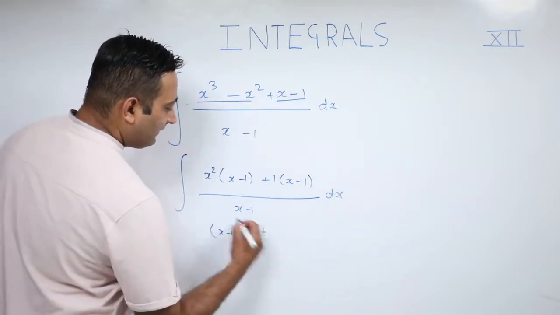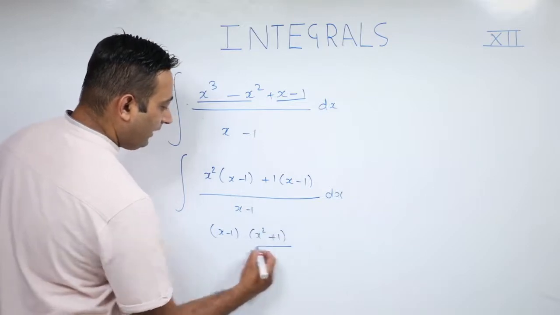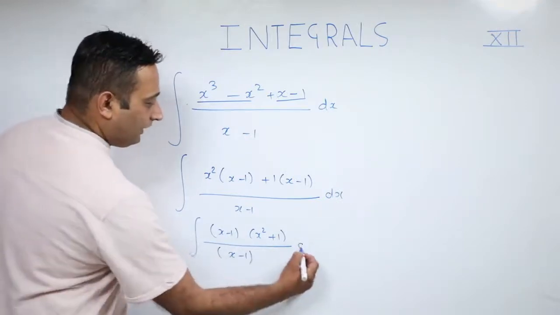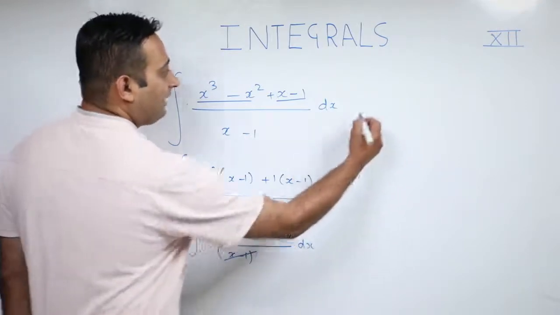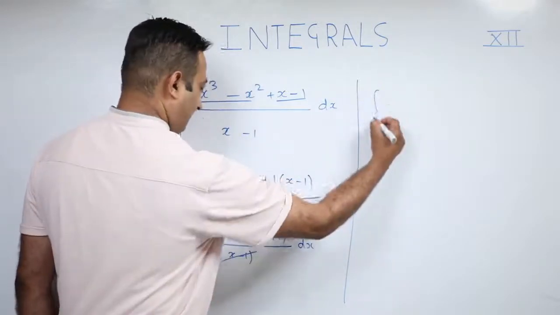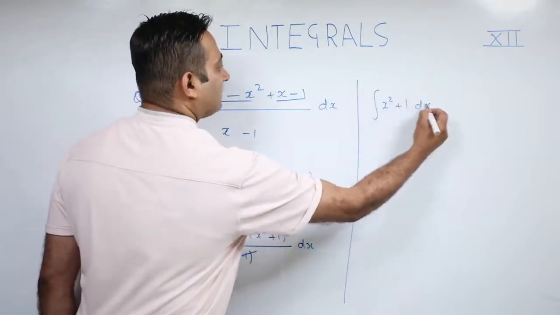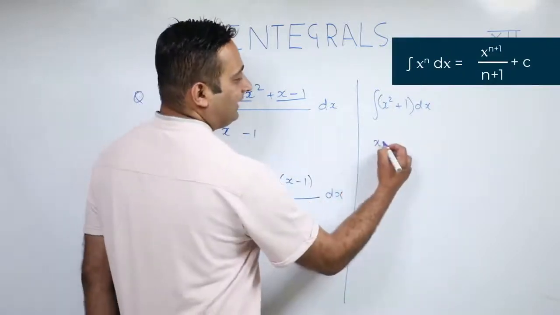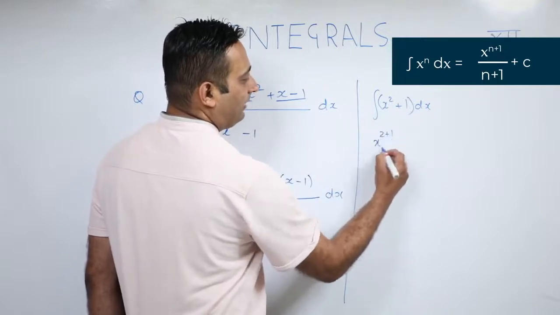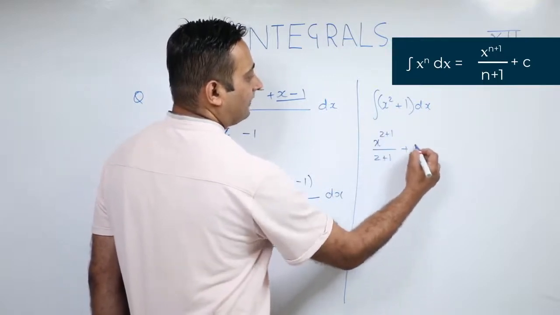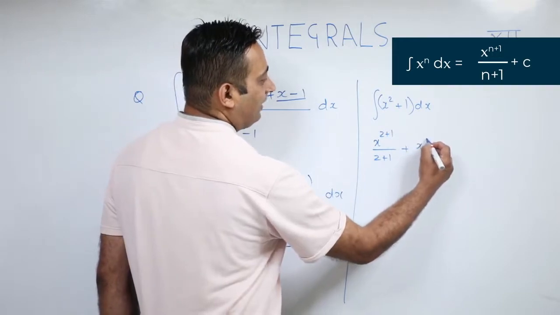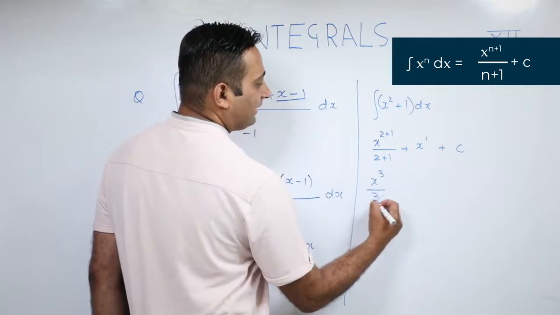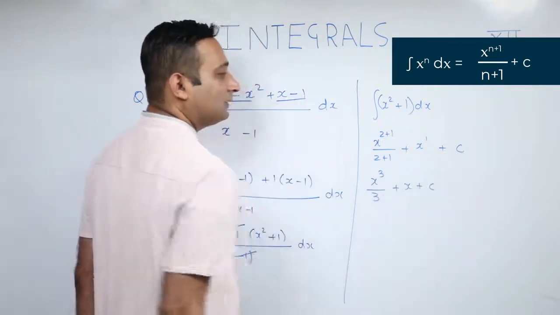Now we can see that x minus 1 is a common factor to both the terms. So the numerator is x square plus 1 into x minus 1 and the denominator is already x minus 1. So we can directly cancel these and we are left with the integral of x square plus 1 dx. Now we can again directly use the formula which we have already written on the screen, that is x raised to the power n plus 1 upon n plus 1, plus 1 into x raised to the power 1, plus c. That means the answer is x cube by 3 plus x plus c.